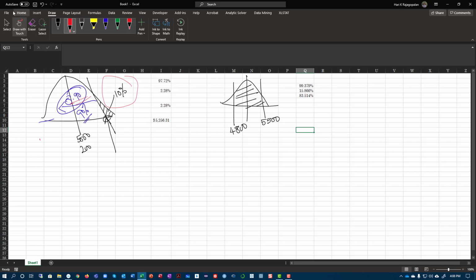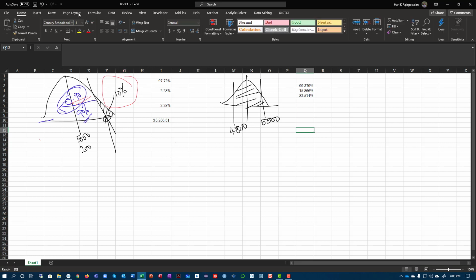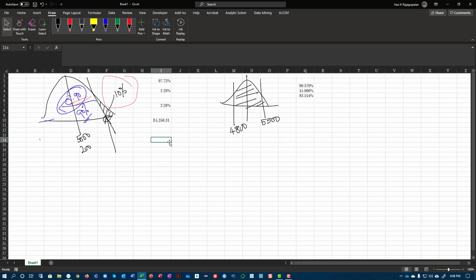Now, we did discuss two other formulas which are also used. One is norm.s.dist. In this case, if you have the z-score already, you can plug in the z-score. Similarly, norm.s.inv, if you plug in the probability, it will give you the z-score. Okay? And with this, we finish what we need for normal distribution.